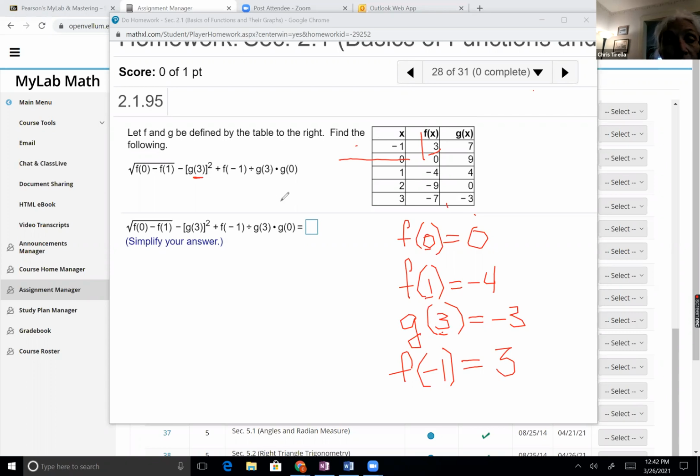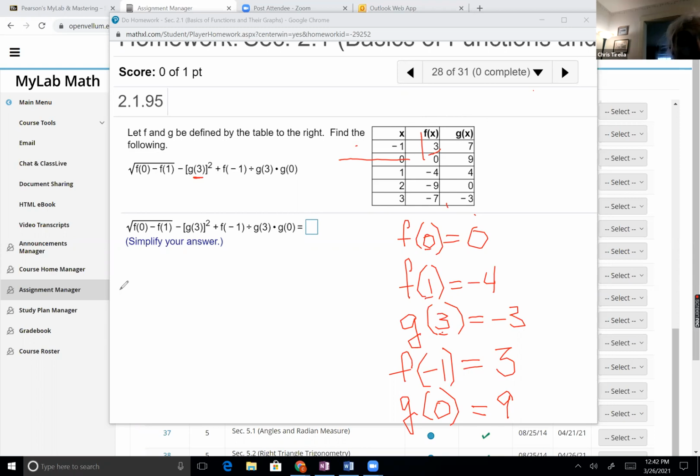We got G of 3 already. I think we also need G of 0. What's G of 0? When X is 0, what number is in the G column? 9. And so do you see how I use the table of values to find all of those?